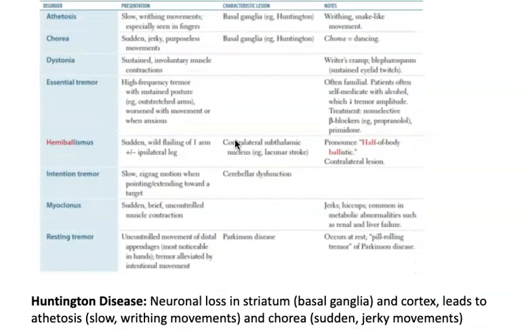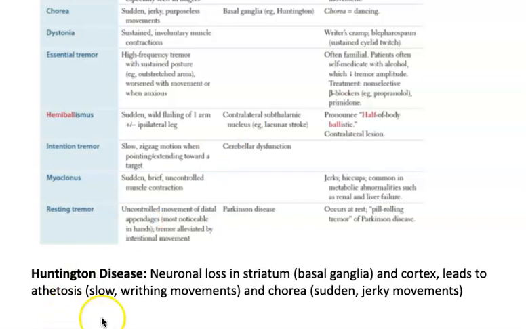So if you want specifically to write that down, in Huntington's disease, neuronal loss in a specific area of the basal ganglia, which is known as the striatum. Also cell loss in the cortex, and that's what leads to the athetosis, slow writhing movements, and chorea, sudden jerky movements. And just so you know, if at any time I go too fast, you're always welcome to pause. So if you need to pause now, you can, but I'll go ahead and move on.